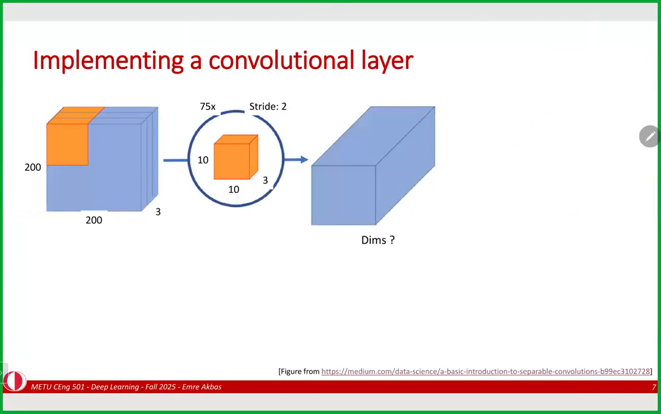Let's say our input is a 200 by 200 by 3 image, and we are convolving this with a 10 by 10 by 3 kernel. Okay, so this is our kernel, 10 by 10 by 3, and we are going to use 75 of them with a stride of 2. Now what would be the output dimensions if I do this convolution?